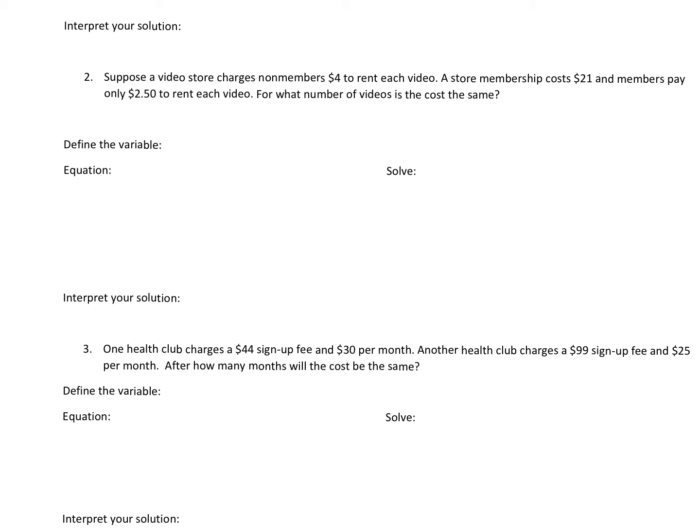Always start with that CUBES method. Circle the numbers. 4, 21, 2.50. Underline the question. For what number of videos is the cost the same? Box important words. Just like in the last problem, we had the word per, which implied multiplication. Here I see the word each, which is another trick word that implies multiplication. $21 and, in this case, is addition. And then each video again.